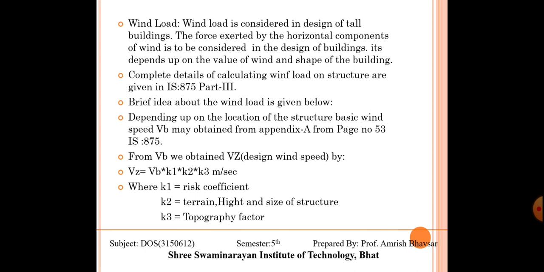Number 3, topographical factor. Means suppose our building is on plain ground, then theta is 0. If our building is on sloping ground, then there is some inclination of that particular building. So this factor is also calculated from IS 875 part 3.